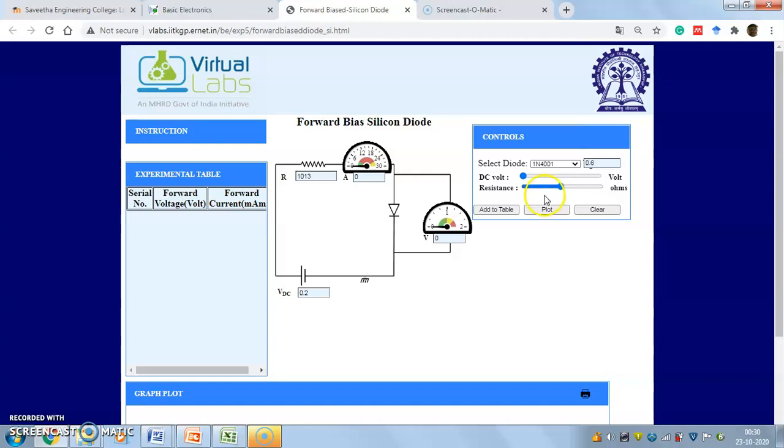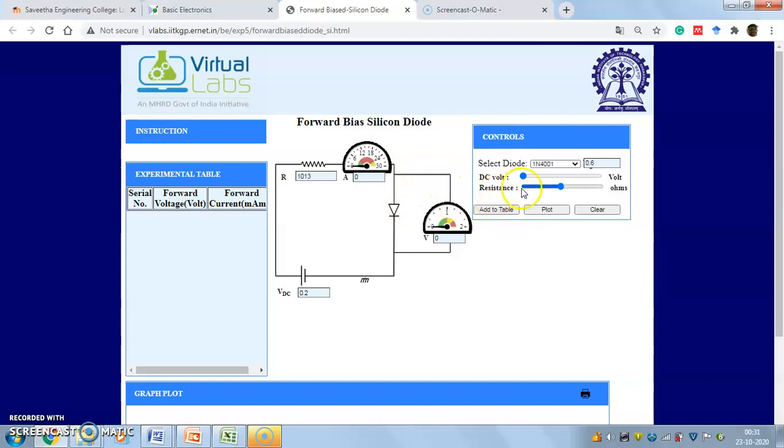So we already discussed the forward bias characteristics. The positive is connected to the positive, and negative is connected to the negative. It is called forward bias. And parallel to this diode we are connecting a voltmeter also. So we can vary the voltage and measure the current value. We are giving the input voltage, and then we can measure the current and voltage also.